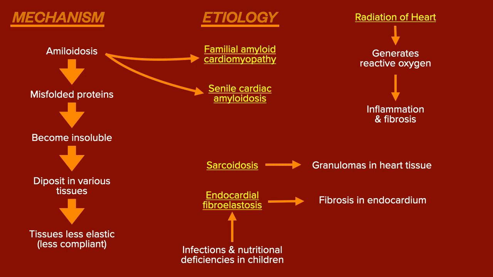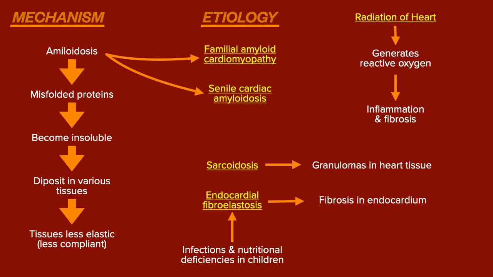Familial amyloid cardiomyopathy is a genetic disorder, more common in African Americans. Also, senile cardiac amyloidosis describes how over time amyloid protein deposits in the heart. This is typically seen in elderly people. Sarcoidosis is a different cause, which involves the formation of granulomas or collections of immune cells in the heart tissue. And yet another cause is endocardial fibroelastosis, which happens when fibrosis develops in the endocardium.